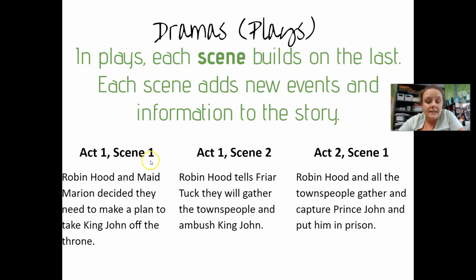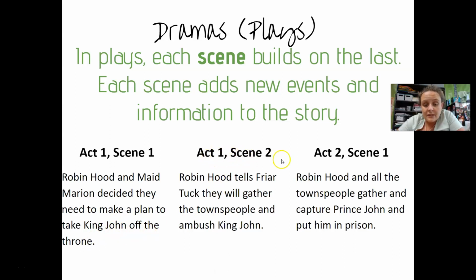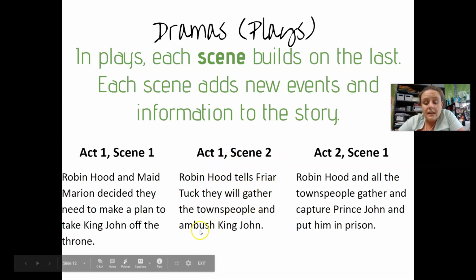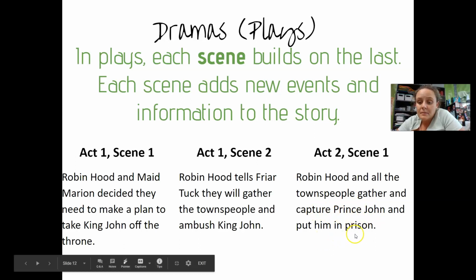So maybe in Act 1, Scene 1, Robin Hood and Maid Marian decide they need to make a plan to take King John off the throne. Woo, that's quite the problem. Then in the next scene, Act 1, Scene 2, Robin Hood tells Friar Tuck they will gather the townspeople and ambush King John. And then in Act 2, Scene 1, Robin Hood and all the townspeople gather and capture Prince John and put him in prison.